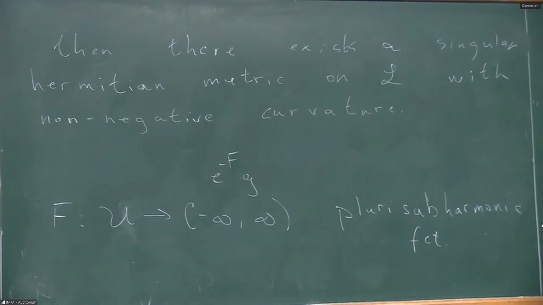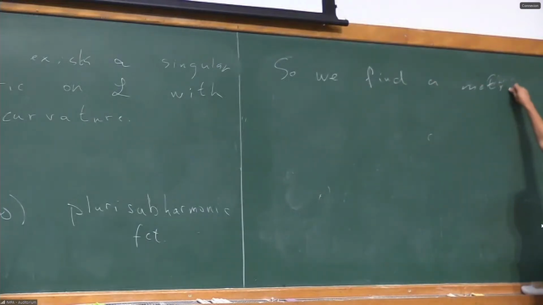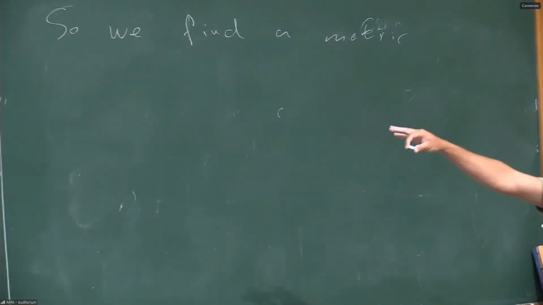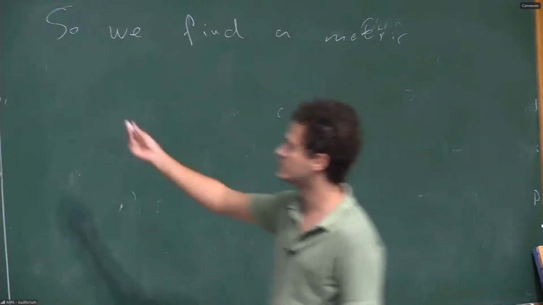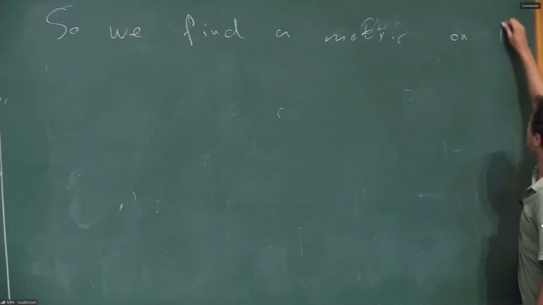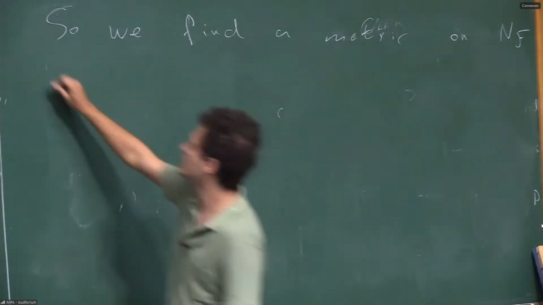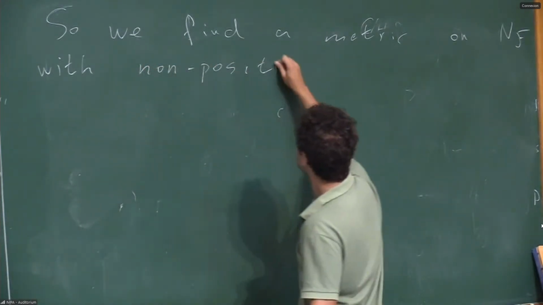So we find a metric. Just for the sake of exposition, let me suppose, of course, in Brunella's paper he takes care of it, the main difficulty is taking care of the singular part, but let me just suppose that it's a metric just for the exposition. So we find a metric on NF with non-positive curvature.